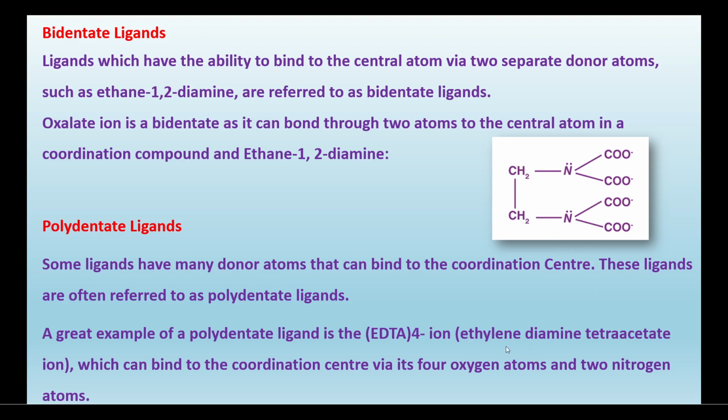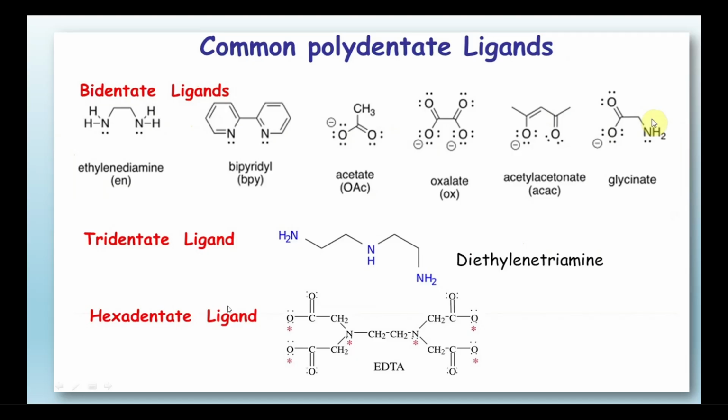Here we are going to take an example of EDTA, ethylene diamine tetraacetic acid. There are 4 oxygen atoms and 2 nitrogen atoms present in the respective EDTA. These are the common polydentate ligands.